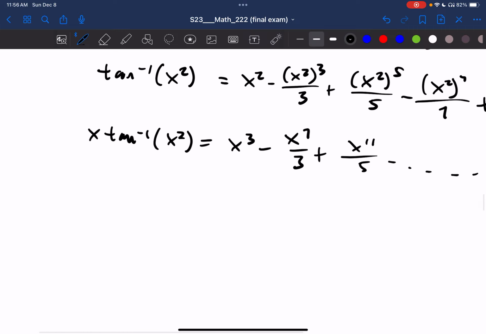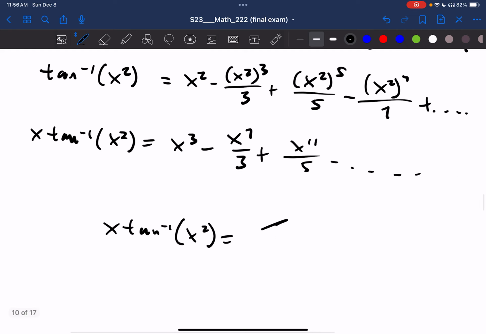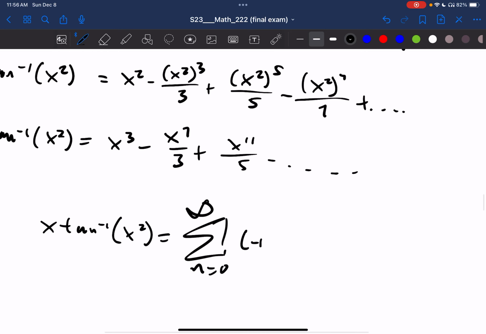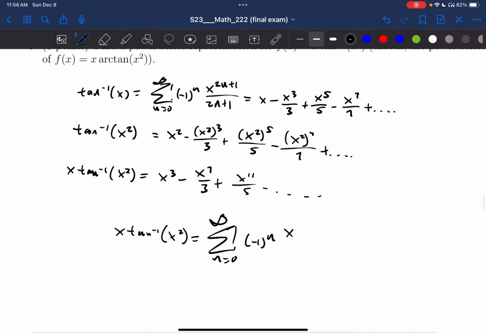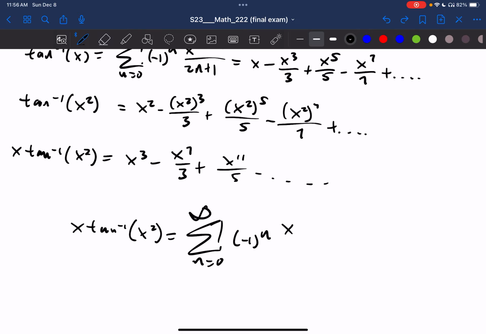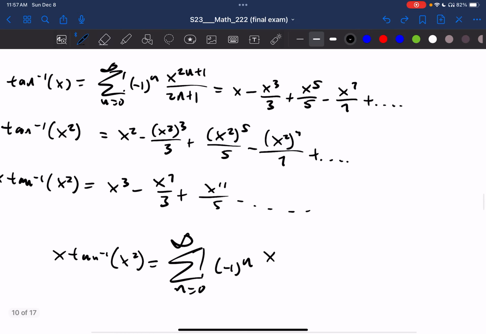So basically, based on this, we can conclude that x inverse tangent of x squared will be equal to the summation n equals 0 of negative 1 to the n times an x, and this x comes from here, and then the x under all the power is going to be x squared.